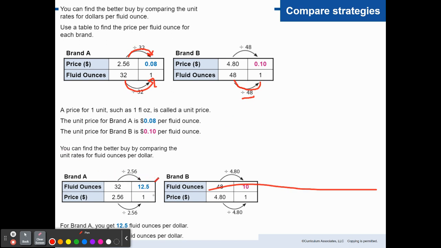The second way they worked it is the way I probably would have done it. So fluid ounces per dollar. Brand A is 32 ounces for every $2.56, and I would want to know for every dollar, how much am I getting? So the relationship is here. Divide by $2.56, right? If you do that to one part of the ratio, you have to do that to the other part of the ratio. And then same thing over here.